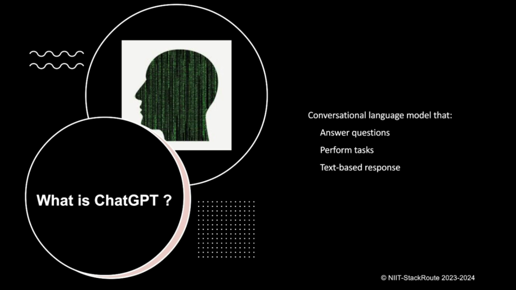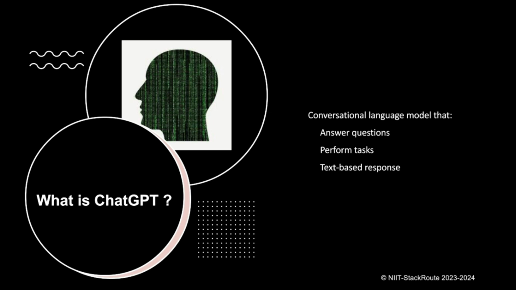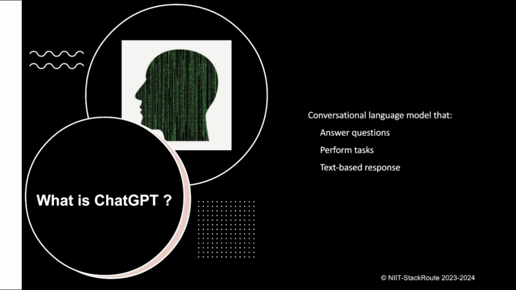It can perform a wide range of tasks, including answering questions, generating text, completing sentences, and having a conversation. It is designed to continuously improve its performance through exposure to more data and feedback from users. Now let's have a look at some of the major top-level differences between standard chatbots and ChatGPT.